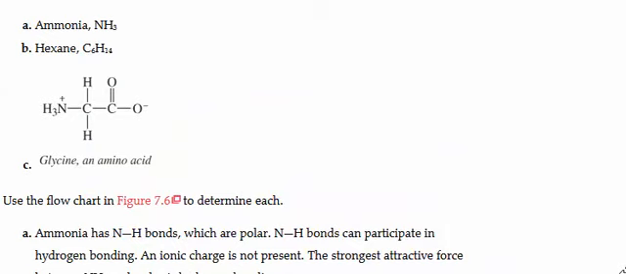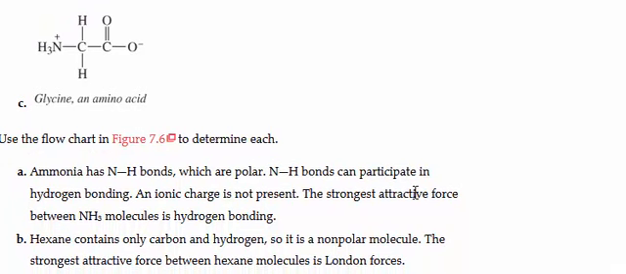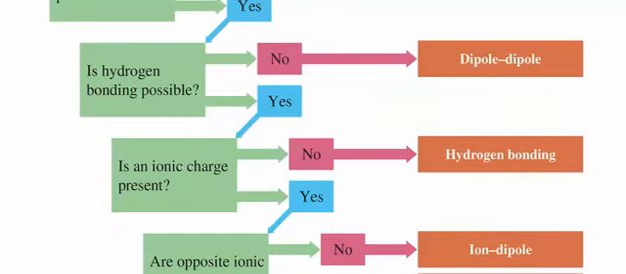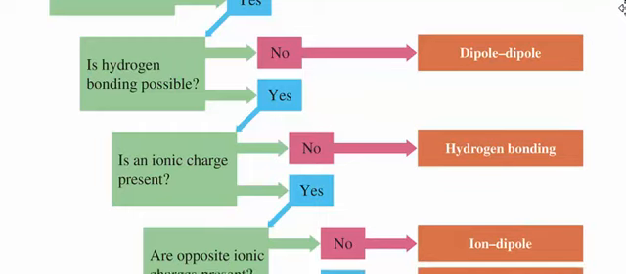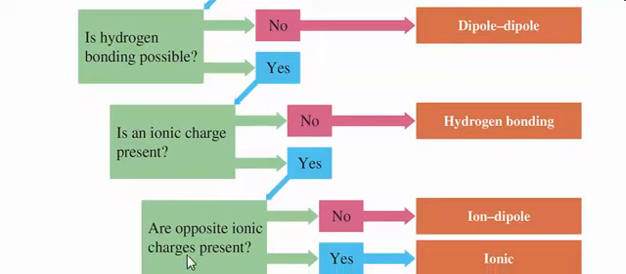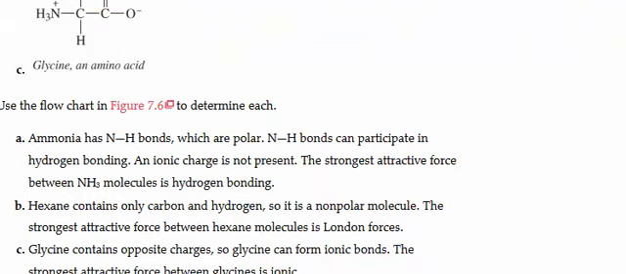And then our last molecule is glycine. And notice that there is a positive and a negative charge on this molecule. So if we look at our flow chart, yes, our molecule is polar. Yes, hydrogen bonding is possible. Yes, an ionic charge is present. And actually, opposite ionic charges are present, which means that it is an ionic attraction occurring in glycine.